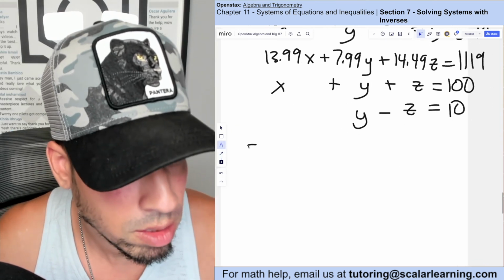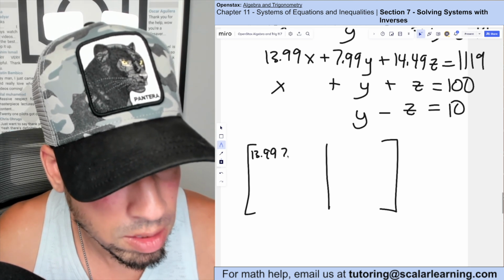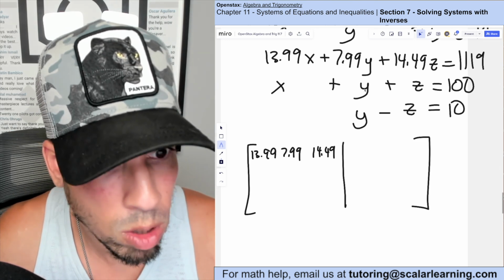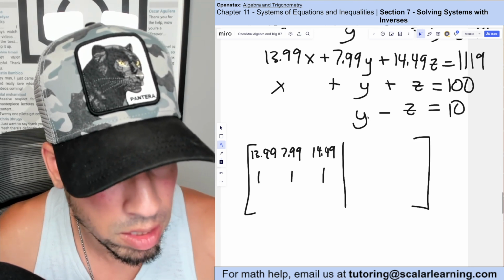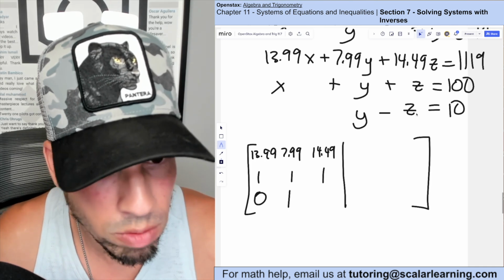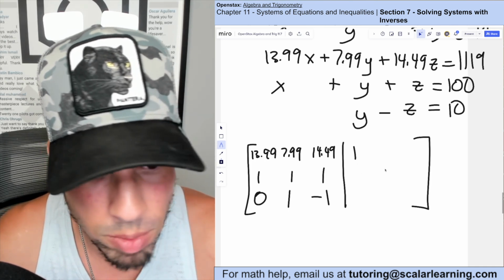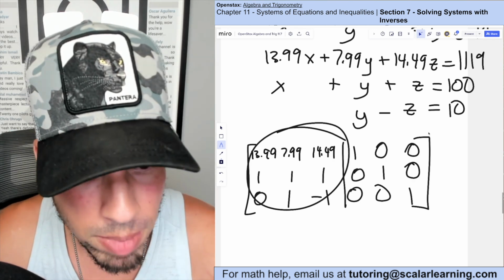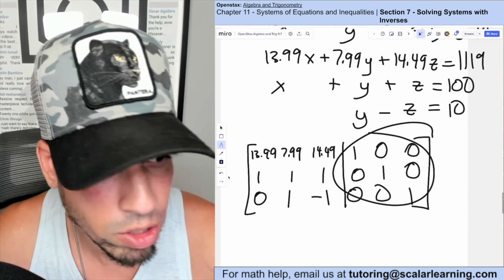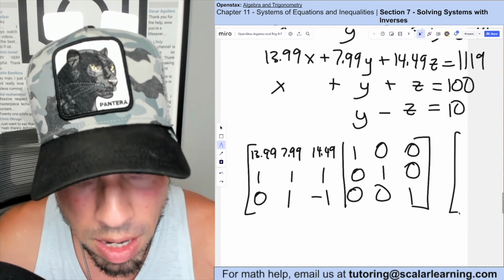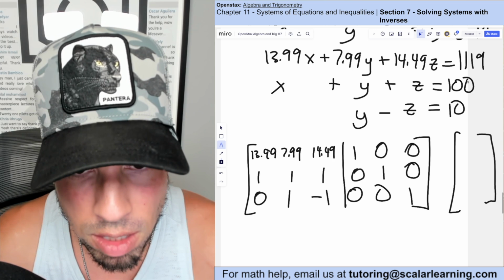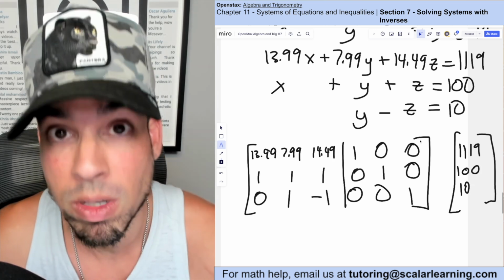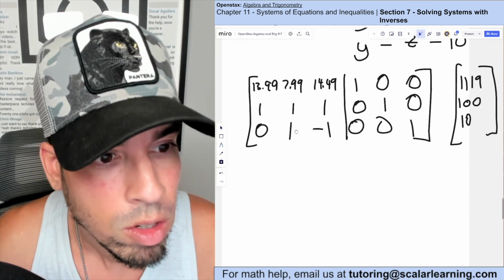So we've got $13.99, $7.99, and $14.49 over here. Then we got 1, 1, 1 for X, Y, and Z. And then we got 0 for X, 1 for Y, and negative 1 for Z. And then we got our nice identity matrix over here. So once again, to get the inverse, we're going to try and make this look like this. And then whatever we have over here is the inverse. And then we're going to multiply our inverse by these constants over here, the 1, 1, 1, 9, 100, and 10. So we're just going to leave this up here for now, and we're going to come back to it later. Okay, so let's start this off.